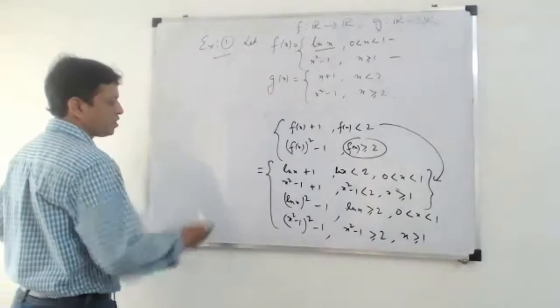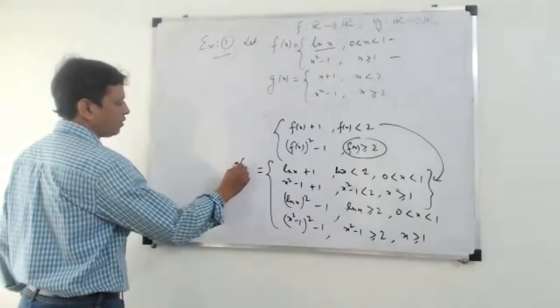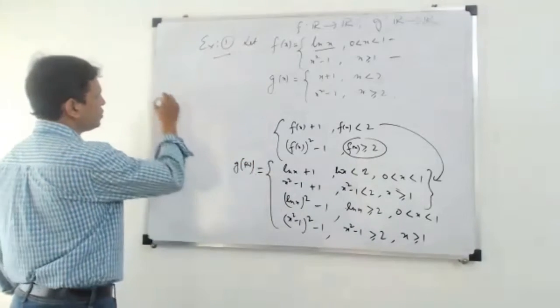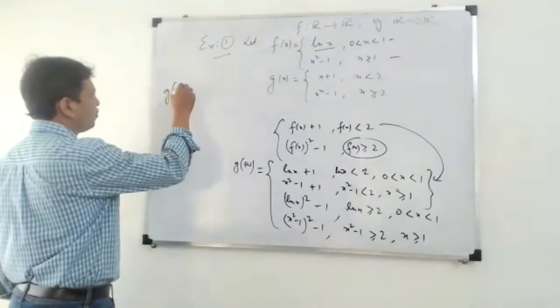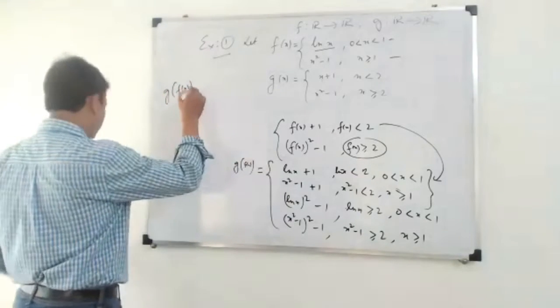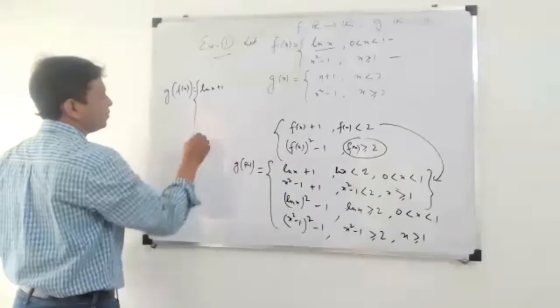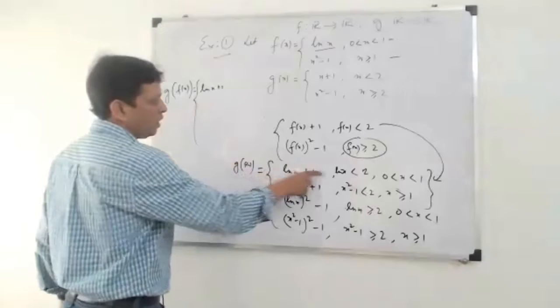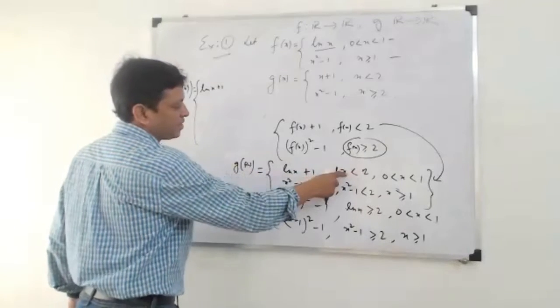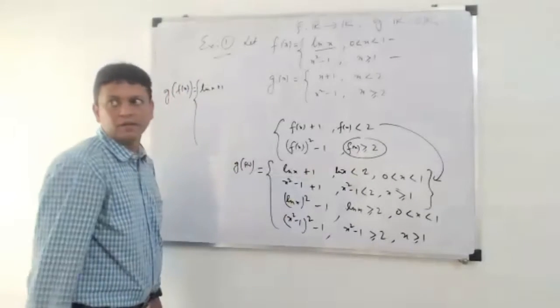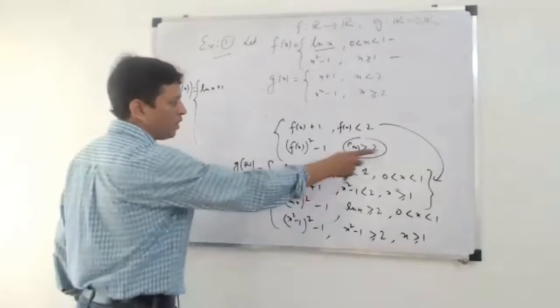This is g of f(x), okay? So g of f(x) could be, what is the first part? Tell me. ln x plus 1. What is the limit? The limit will be, this is ln x less than 2, that means x less than e square. And 0 less than x less than 1, right?